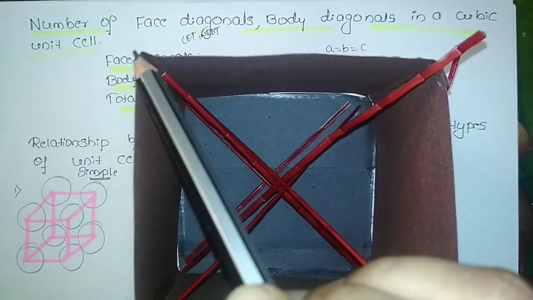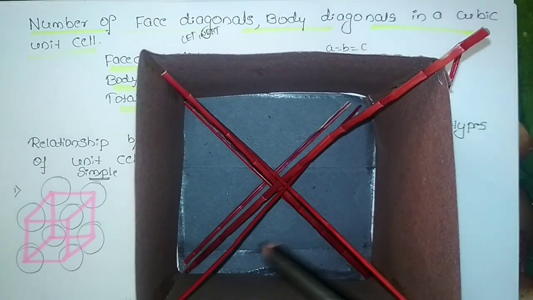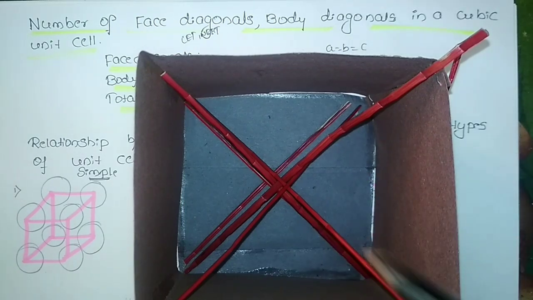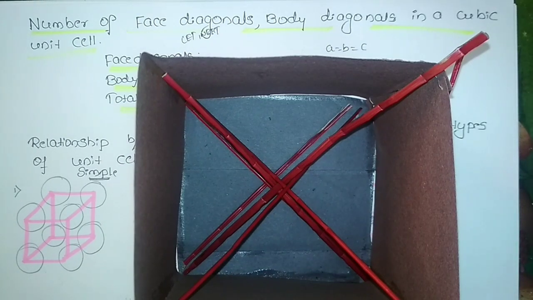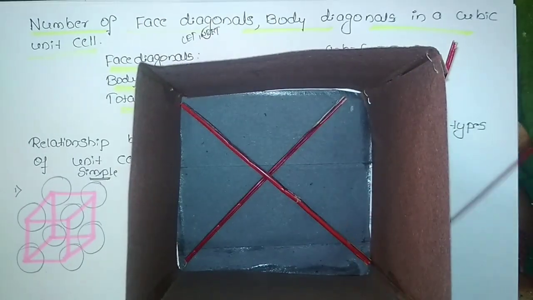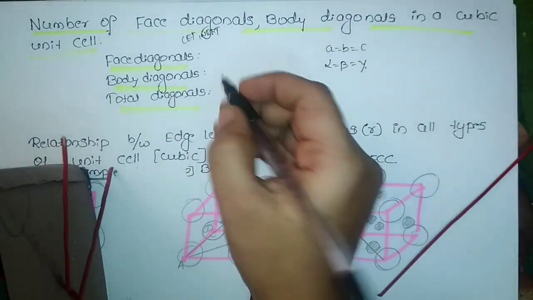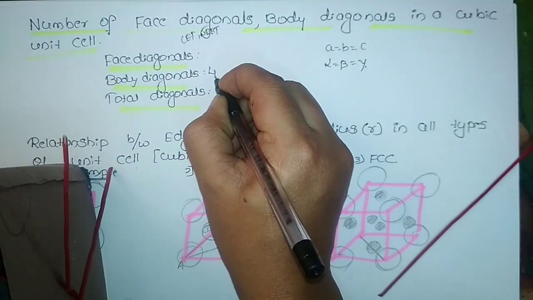Again I am repeating: from this corner to this corner, this is one. From this corner to this corner, two. Similarly, from this to this, three, and this is the fourth one. So 4 body diagonals will appear. The body diagonals are 4 here.